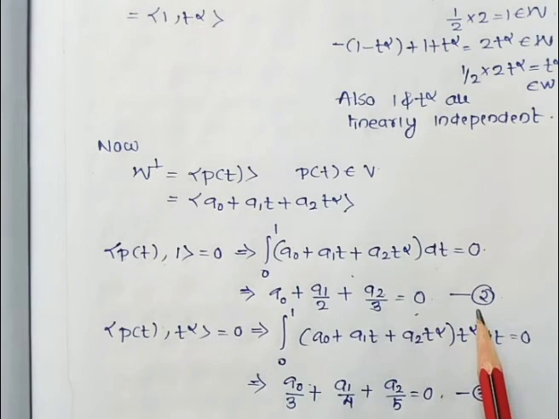By simplifying, we get a0 + a1/2 + a2/3 equal to 0. Put it as equation number 2. Now we take the inner product of P of t comma t², which is the integral from 0 to 1 of (a0 + a1t + a2t²) t² dt equal to 0, where P of t is an element of W perp and t² belongs to W. So the inner product of P of t and t² is 0. By solving this, we get a0/3 + a1/4 + a2/5 equal to 0. Put it as equation number 3.